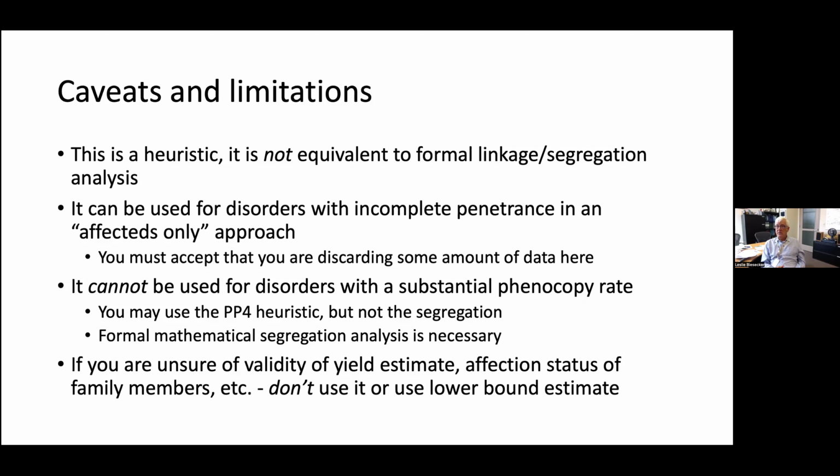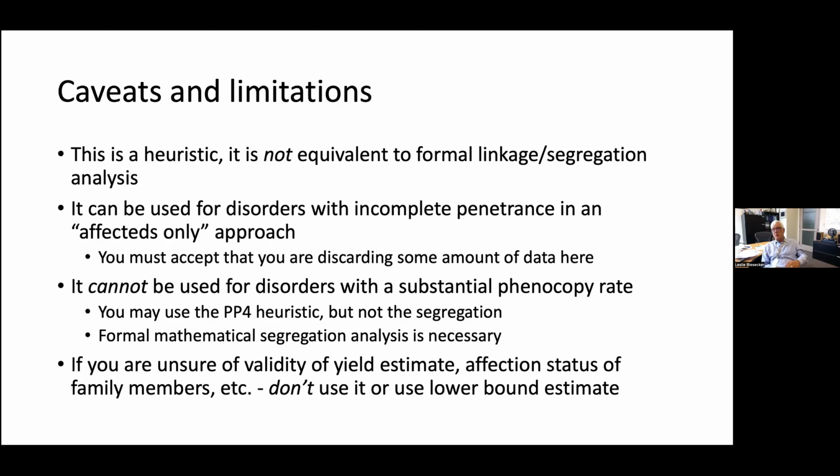This heuristic can be used for disorders with incomplete penetrance, in which case you only use the people on the pedigree who are affected. It's obviously much more relevant for dominance. And you must realize that if you do that, you are discarding some data, and that includes data that could be contradictory, i.e. benign data or pathogenic data. You just have to realize that's what you're doing and think about what you're going to say about that variant in the end, having done that.